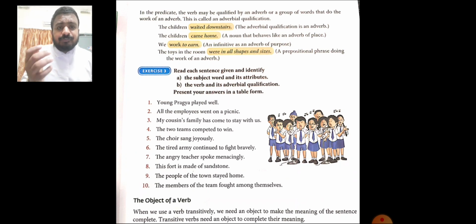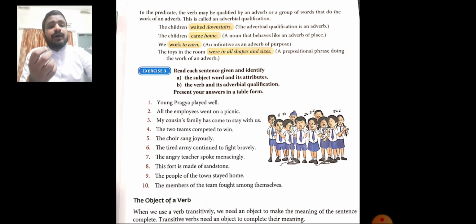Now the first sentence. Young Pragya played well. There, as you know, the subject word is Pragya. What is the attribute? Young is the attribute. Verb is played, and its adverbial qualification is well. And the remaining part of the exercise I have given in PDF form to your WhatsApp group.